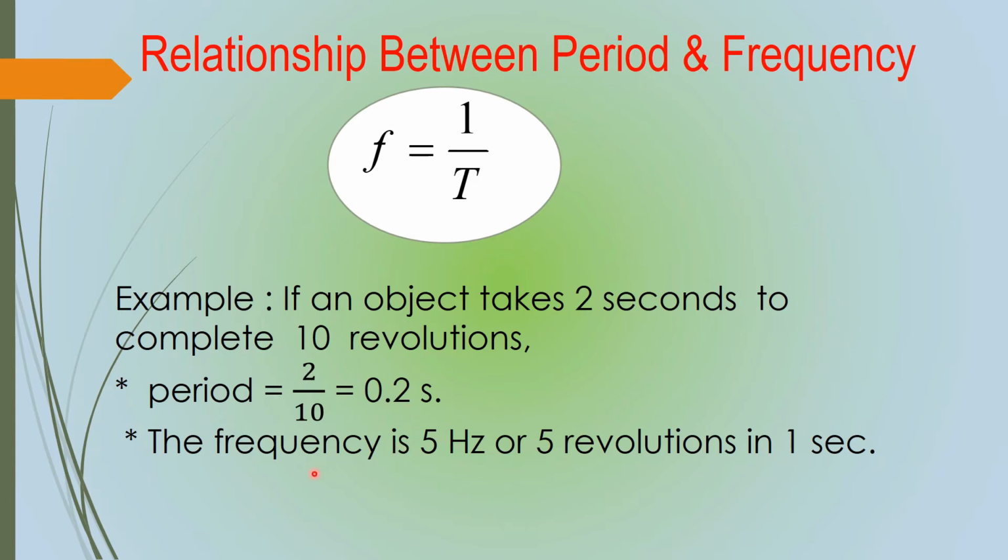But for the frequency, the meaning of frequency is how many complete revolutions it takes in 1 second. Since the object takes 2 seconds to complete 10 revolutions, it means that in 1 second it can complete 5 revolutions. So the frequency is 5 Hz, or 5 revolutions in 1 second.